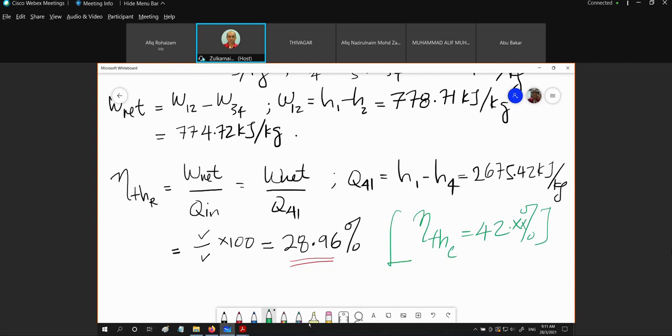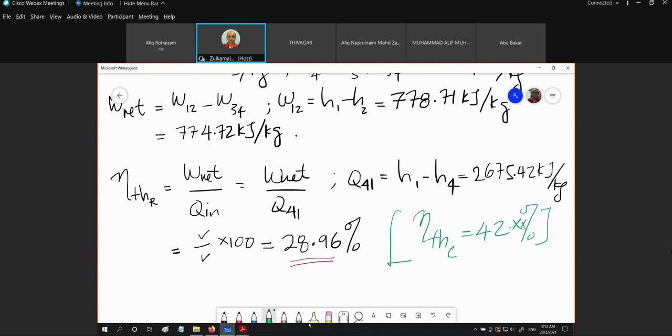I think it's not bad. Comparing with these two values, it's not bad. It's okay, unless you are getting 15%, that is very bad. It's quite reasonable. But of course, it cannot be equal to the Carnot cycle, because in the Carnot cycle every process is reversible. But in this case, we have taken the turbine losses by putting in the isentropic efficiency.